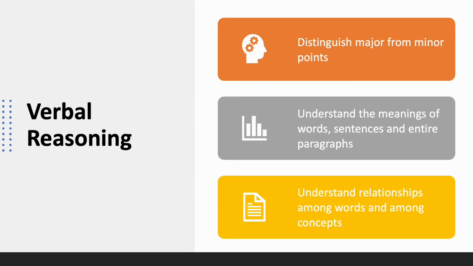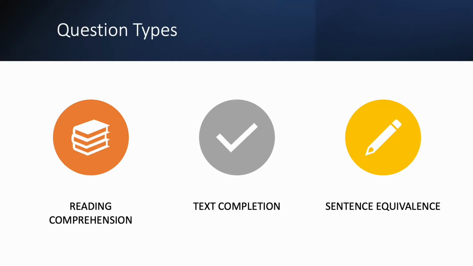So that is quite a simple thing. And last but not least, are they able to understand relationships among words and among concepts? So these are basically the points that this verbal reasoning section is trying to evaluate in a candidate. In this section, there are 3 types of questions, including reading comprehension, text completion, and sentence equivalence.